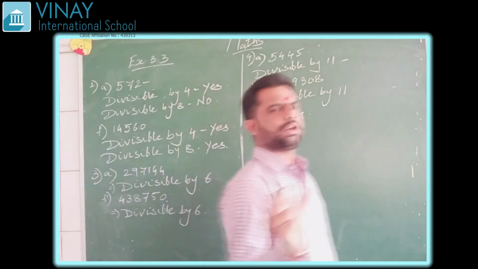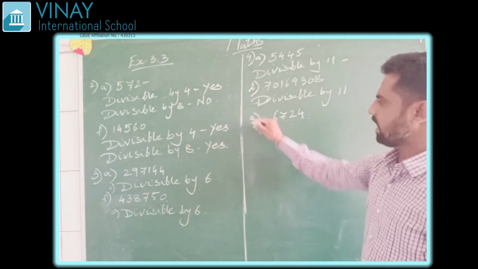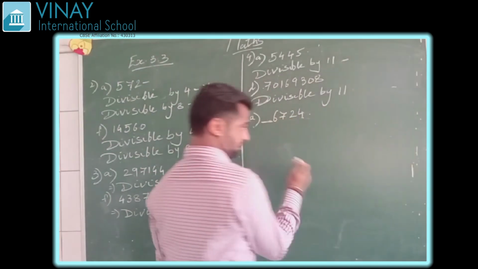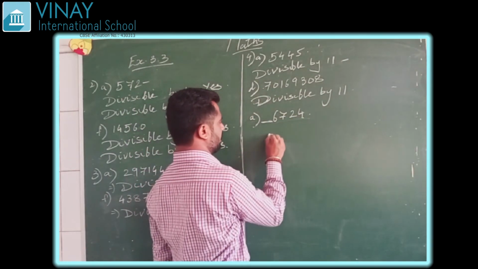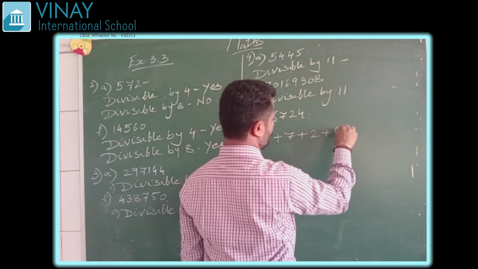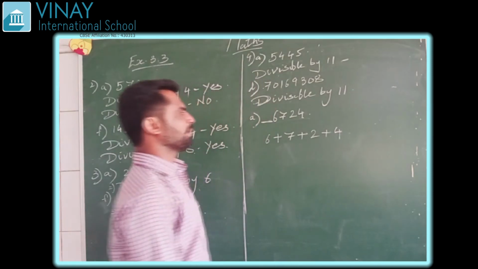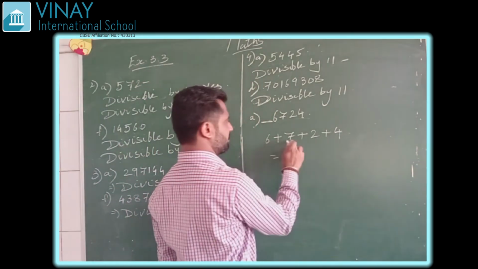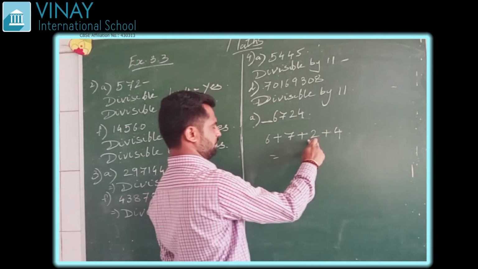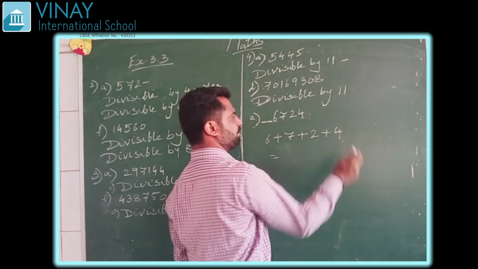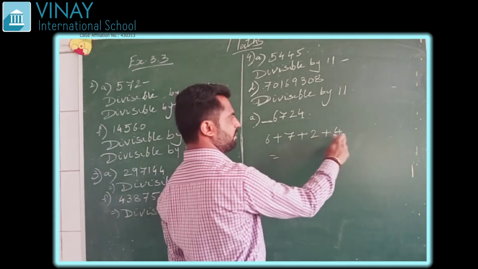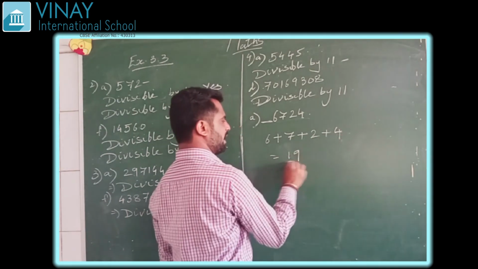3. And we know that the divisibility of 3 is if the sum of digits of the number is divisible by 3. Now let us do the sum of this number. 6 plus 7 plus 2 plus 4. That will be 6 plus 7, 13, plus 2 is 15, plus 4 is 19. Here the sum is 19.